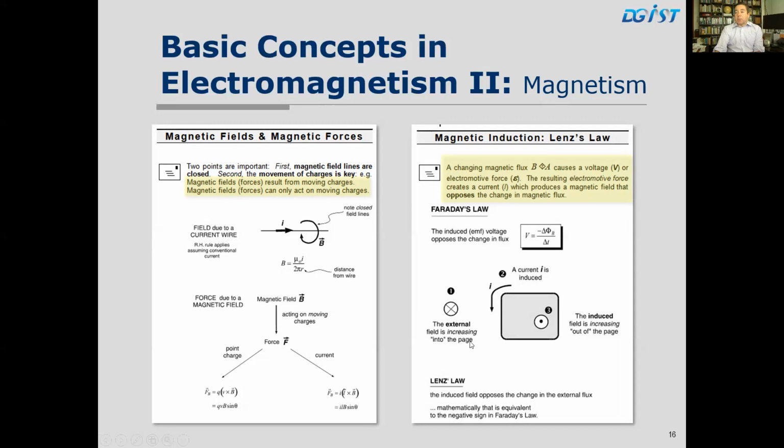So for example, if an external field is increasing into the page, as shown by this X, and this is a current loop, then the induced field will be generated coming out of the current loop.